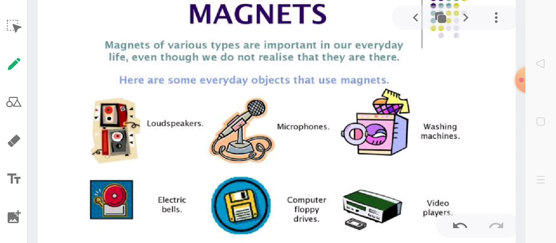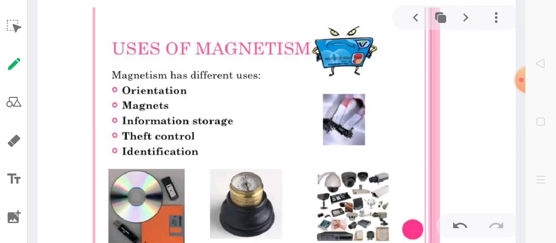As you can see in the picture, some of these examples have been shown. For instance, whenever we are having any function, we make use of loudspeakers. For making announcements, we make use of microphones. Washing machine is a common appliance in our day-to-day life. Electric bells, computer floppy drives, video players, to name a few. Magnets have uses in so many places. Magnetism has different uses in orientation, information storage, theft control, identification, to name a few.